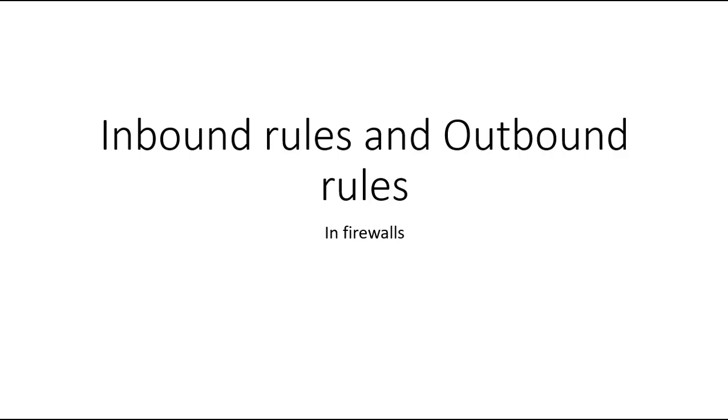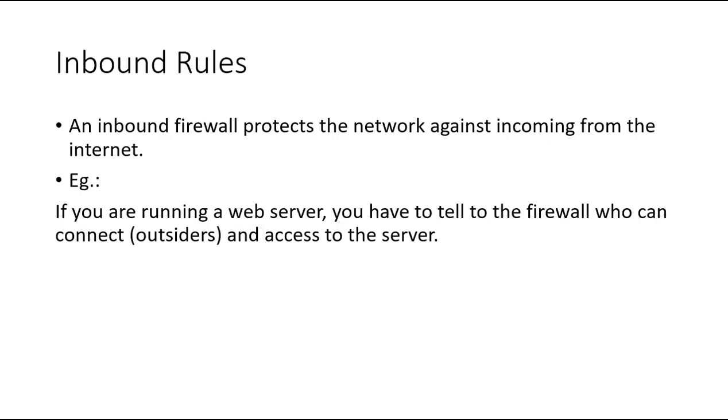Here, I am going to explain inbound rules and outbound rules. Inbound rules. An inbound firewall protects the network against incoming traffic from the internet. As an example, if you are running a web server, you have to tell the firewall who can connect to those outsiders and access the server. We can explain this with a diagram.